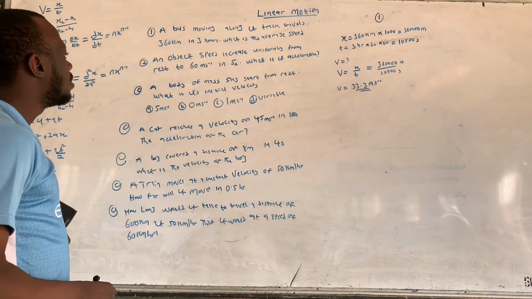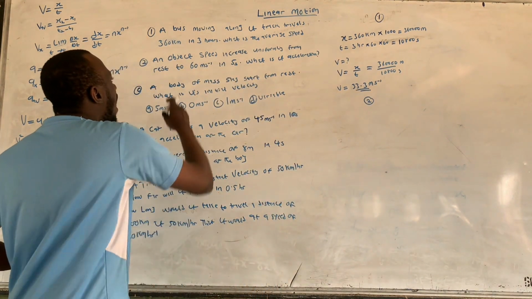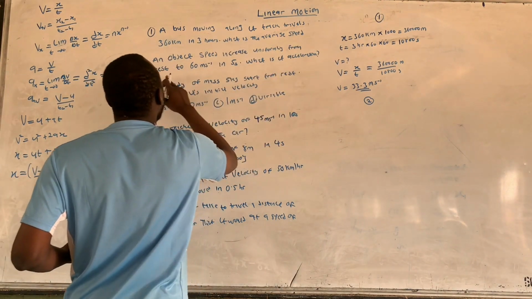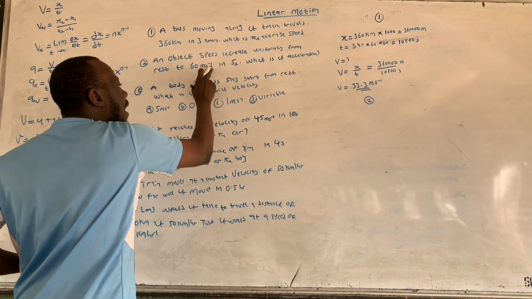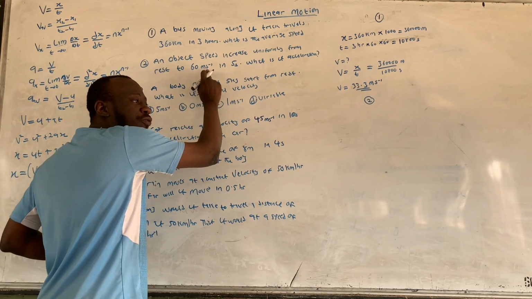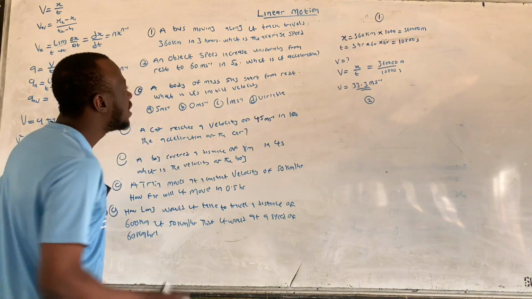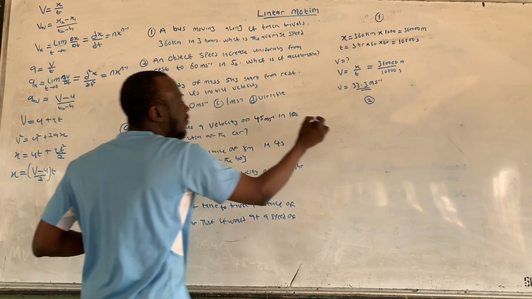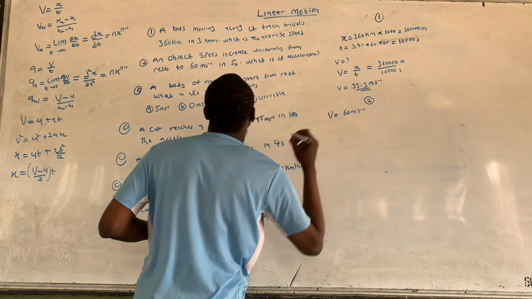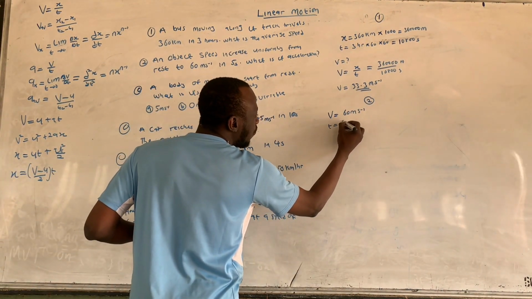Now question 2 states that an object's speed increases uniformly from rest to 60 meter per second. Remember, use the SI unit to figure out your data. When the velocity and speed are in meter per second, V equals what? 60 meter per second in 5 seconds. T, time, equals what? 5 seconds.